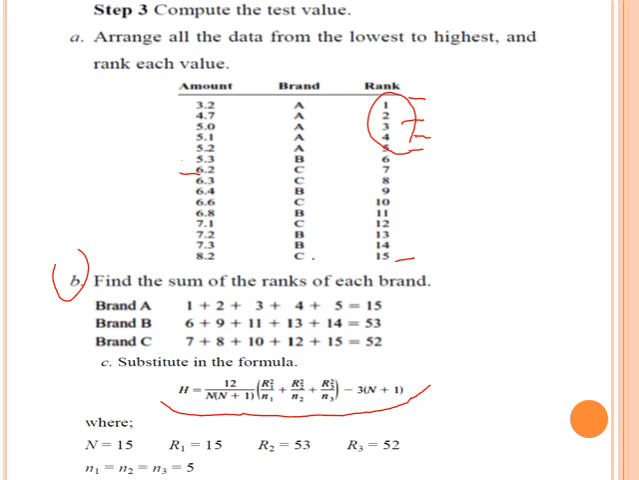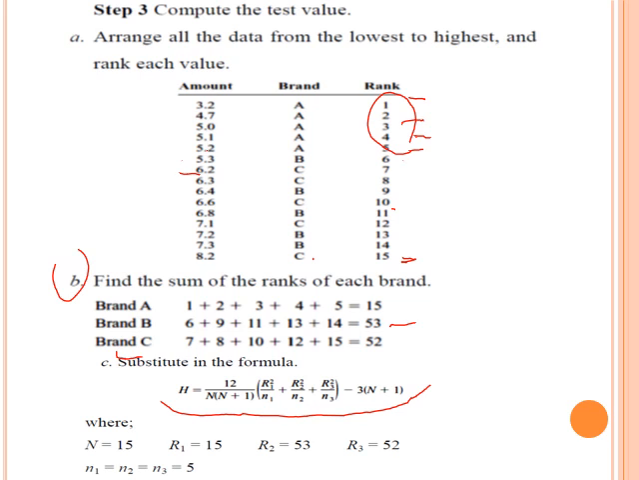If we go to the rank sum for B, we sum the ranks here: 6 and 9 and 11, 13 and 14. So for brand B, the sum of the ranks equals 53. Finally, for brand C, we sum the ranks: 7 plus 8 plus 10 plus 12 and finally 15. So the sum of the ranks equals 52.